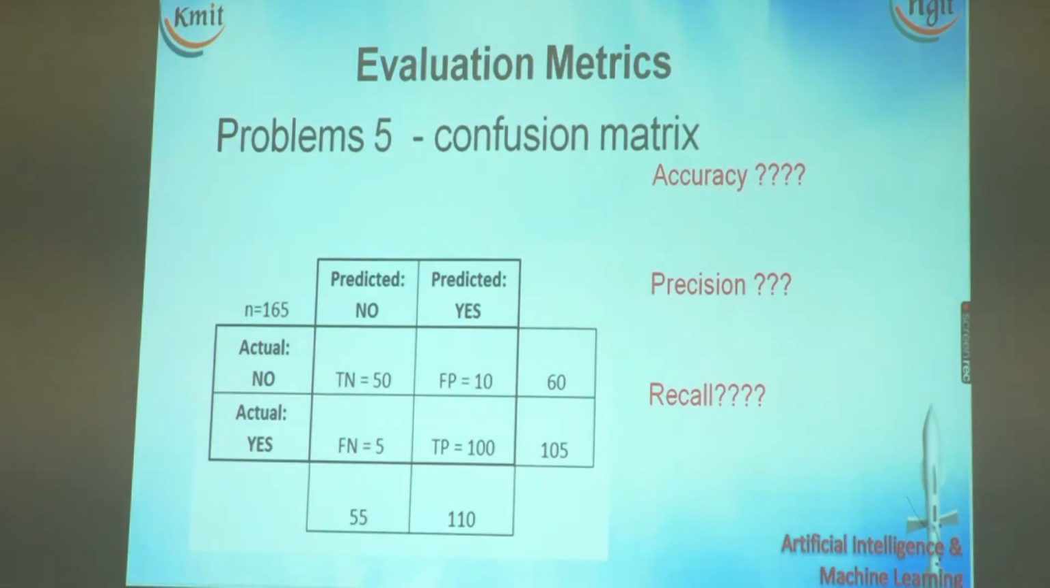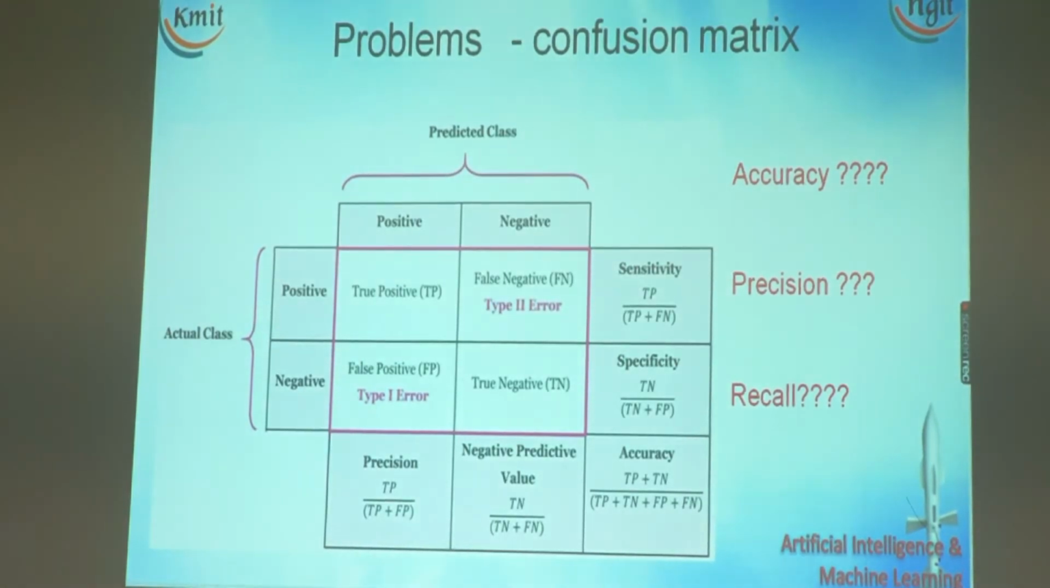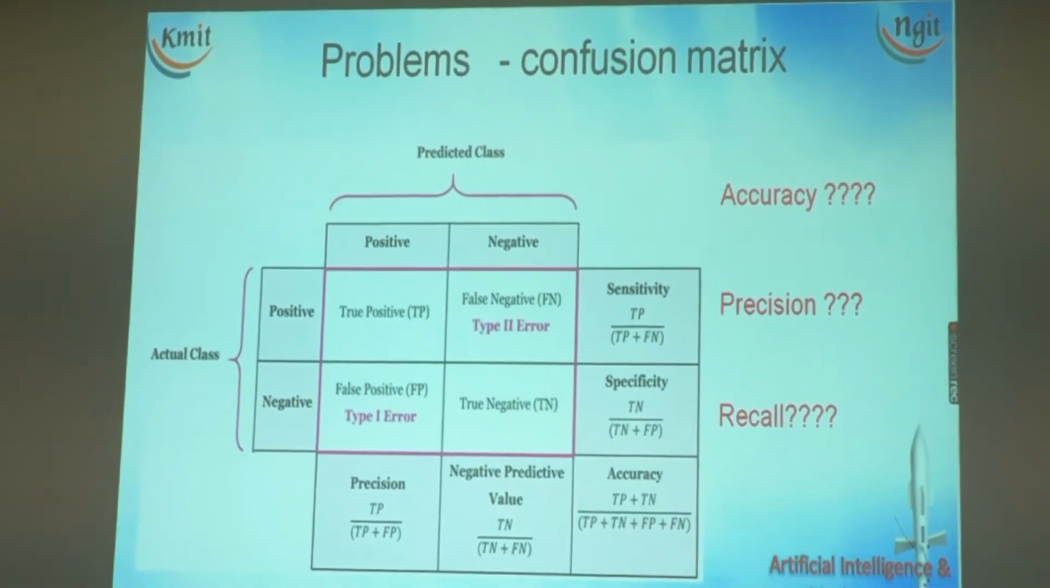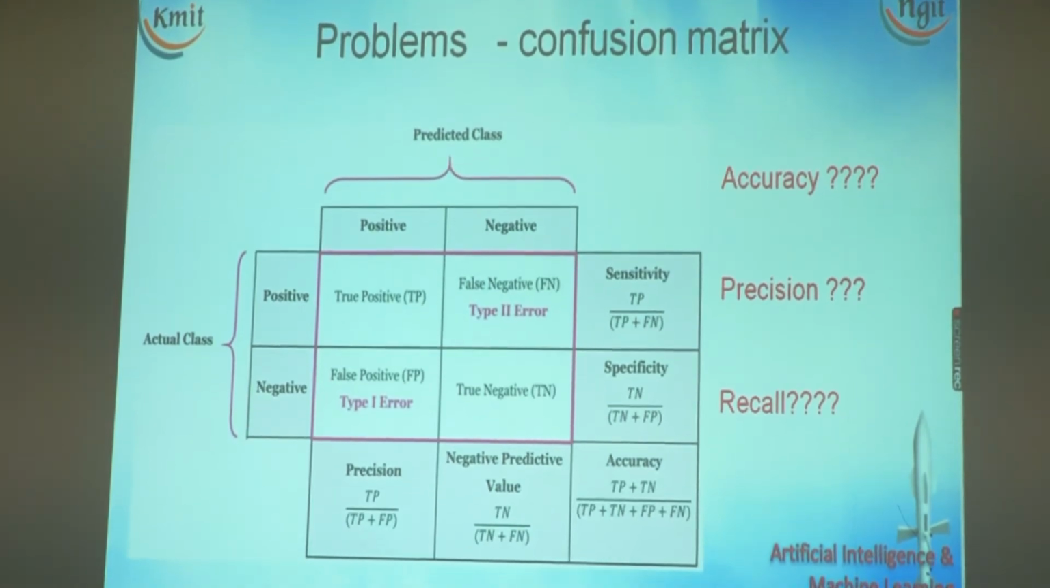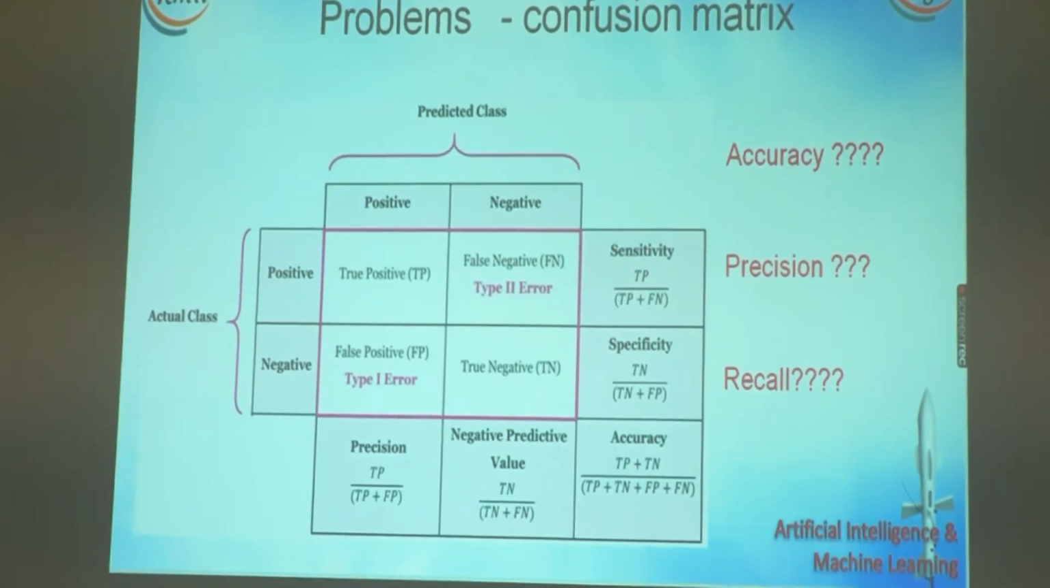Is it a metric or evaluation method? It is also a metric, but once we predict, we go with the confusion matrix to evaluate. Based on this, you can calculate accuracy, precision and recall. You remember these formulas, right? What is precision? True positive divided by true positive plus false positive.